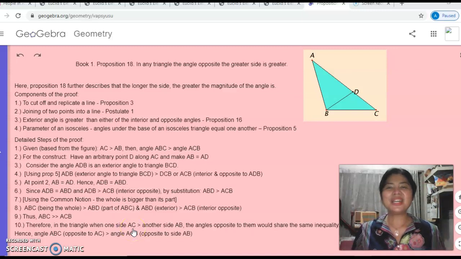Yes, hi everyone, and welcome to our discussion of Book 1, Proposition 18 of Euclid's Elements. Proposition 18: In any triangle, the angle opposite the greater side is greater.